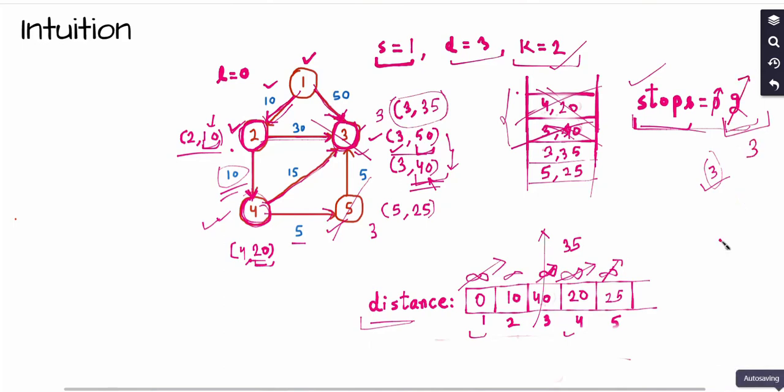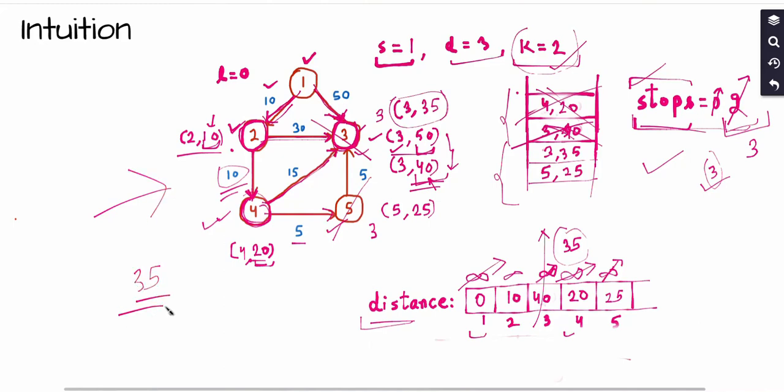Then I stop my BFS right here because I have exceeded the number of stops which are allowed. So there is no meaning in exploring this next level which is present in the queue. Fine. So I stop my BFS right here. Then I return the distance of the destination city, which is present here in this distance array, and that distance is 35. So the answer for this particular test case would be 35.